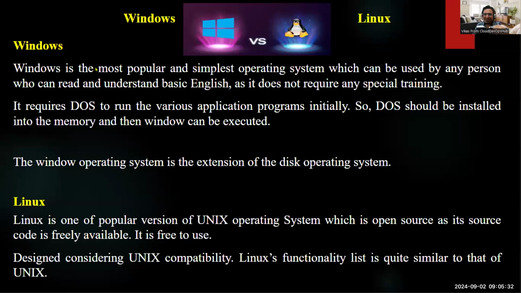Okay, Windows is also one of the most popular operating systems, the simplest operating system we can say. Any person who knows how to read and write the basics of English can use the Windows operating system. No special training is required for the Windows operating system. Now the question is how Windows works, meaning how to install the Windows operating system. Can anyone give me the answer?